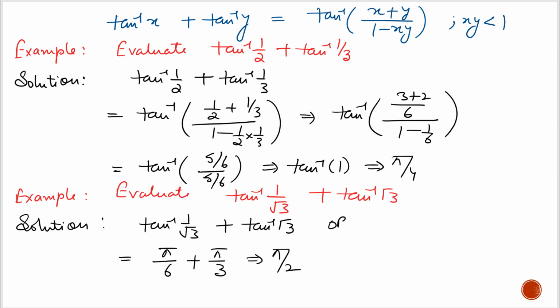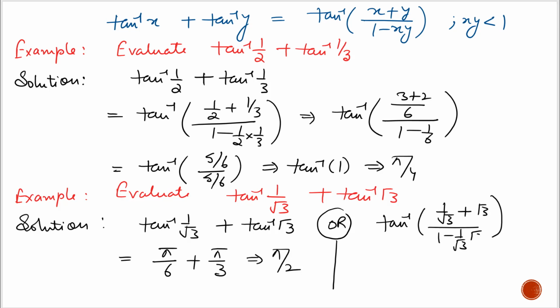Or we use the formula, which is equal to tan inverse of (1 by root 3 plus root 3) whole divided by (1 minus 1 by root 3 into root 3). So this is tan inverse infinite, because something upon 0 is infinite, and the value of tan is infinite at pi by 2. So tan inverse infinite is pi by 2.